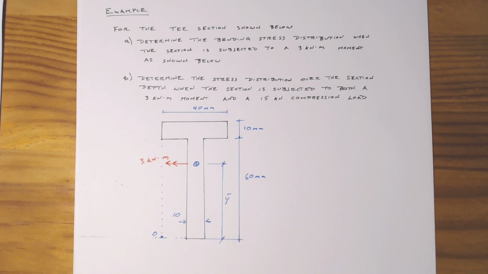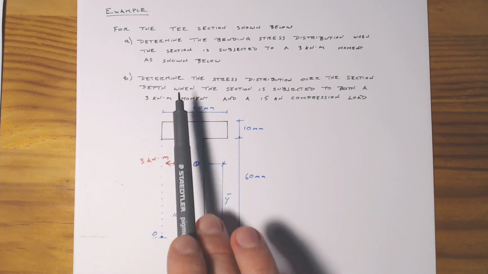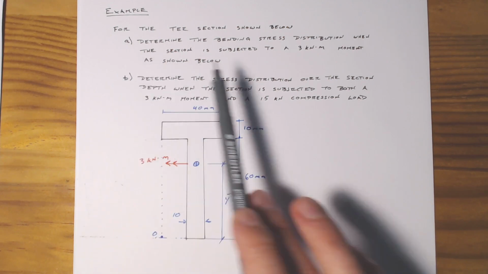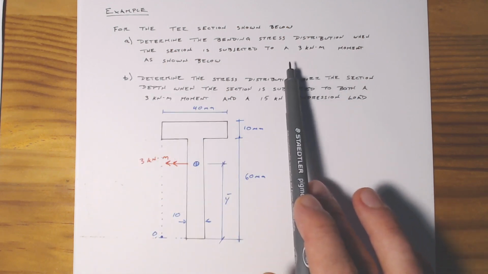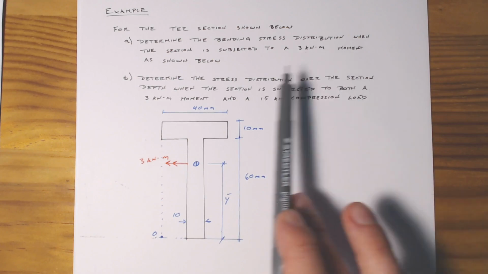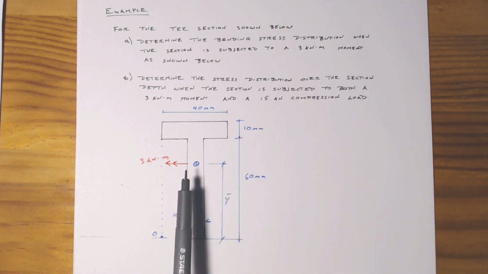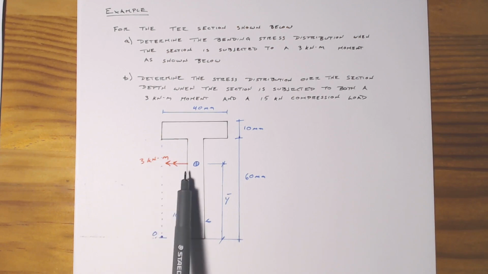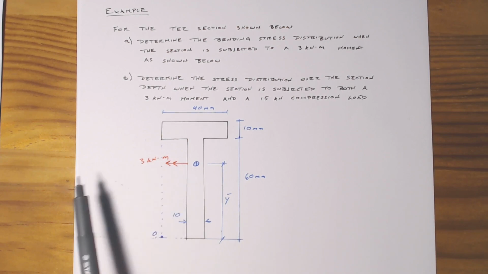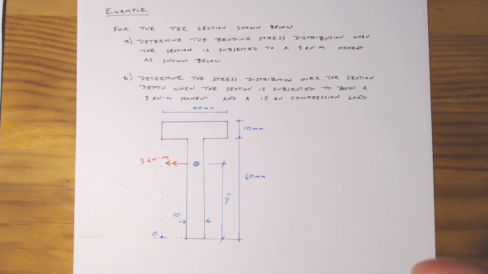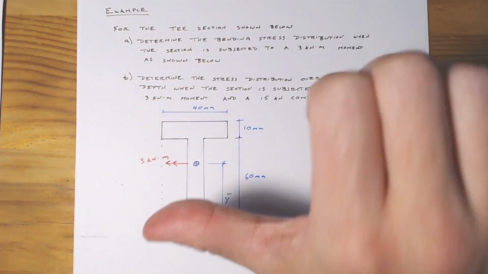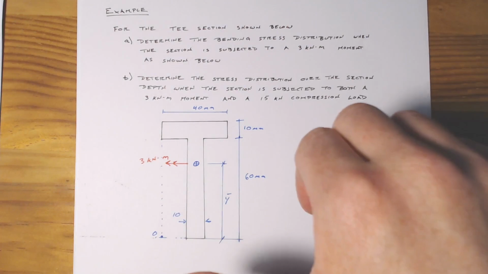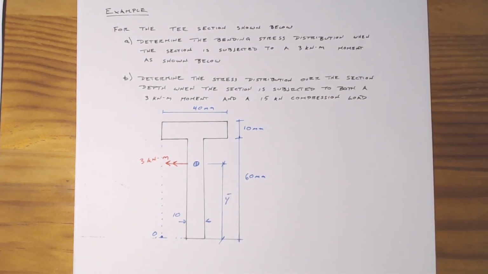So before we get started, let's go through what the question brief is asking us. For part A, we simply need to determine the bending stress if we have a 3 kilonewton meter moment applied to the section as shown. And just a little bit of notation here. Whenever you see this double arrow, that means there's a moment which follows the right-hand rule. So you take your thumb in the direction of the moment, and then your fingers curl in the direction that the moment is being applied.